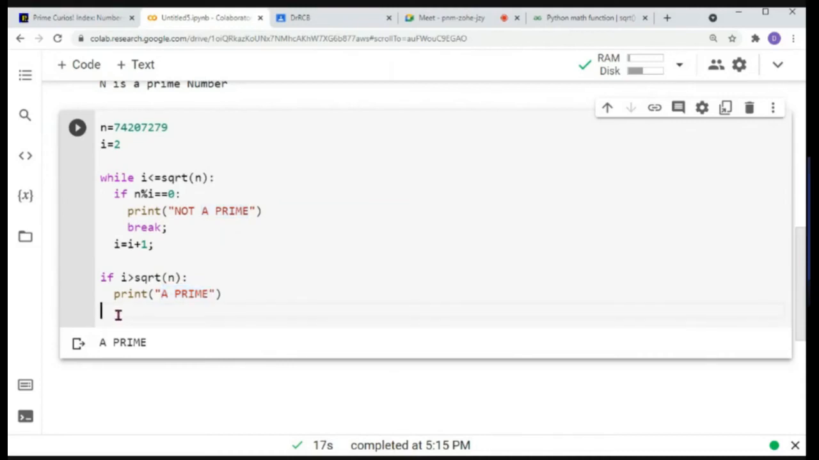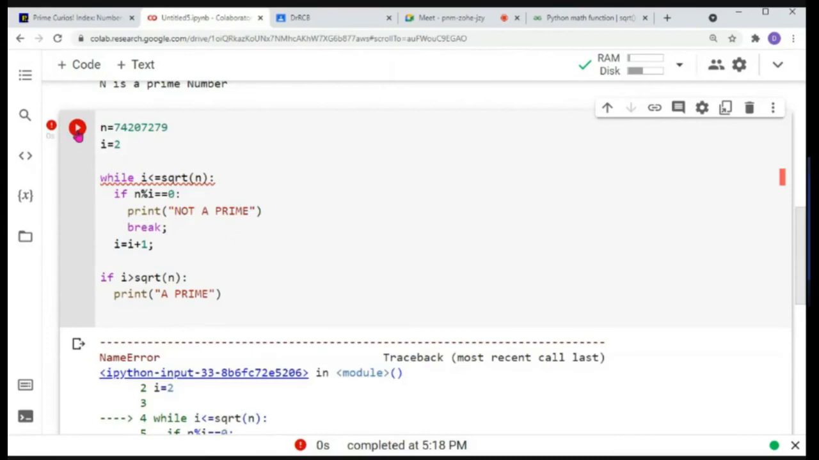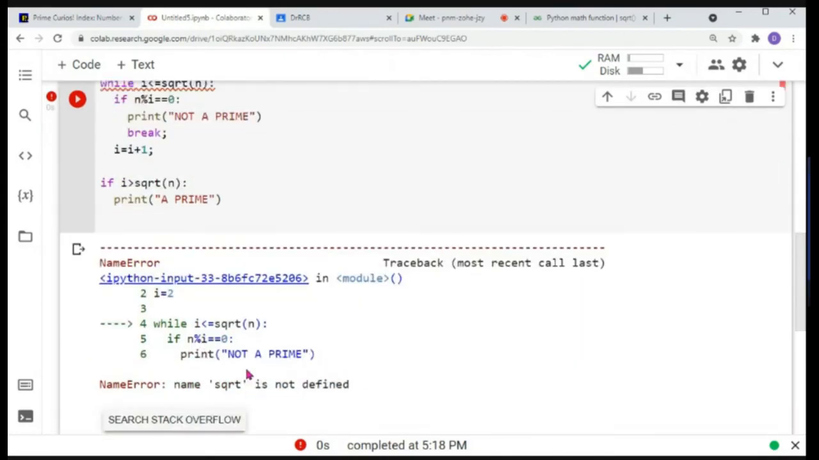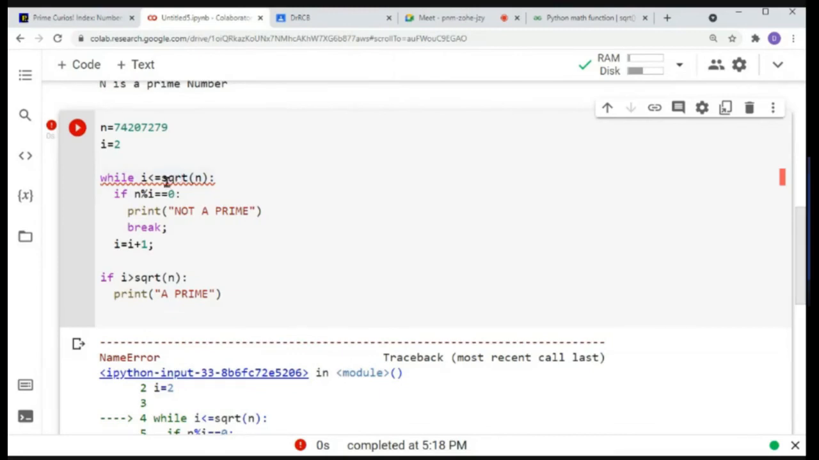Okay, now let's execute this program and check the output. Before executing, I want to tell you that if I execute, you'll get an error that says name square root is not defined. Although I said there is a function that returns the square root of a number, simply writing it this way will not be enough.